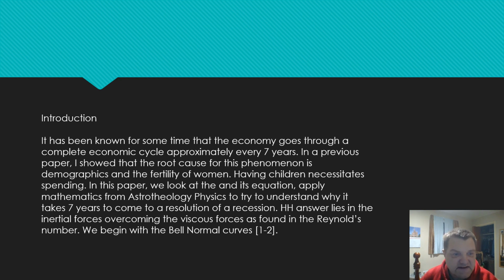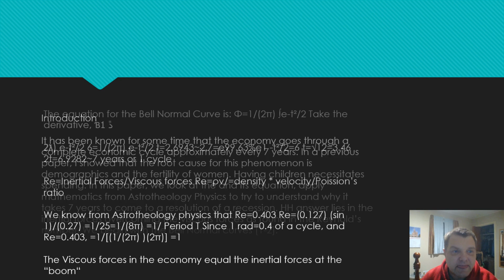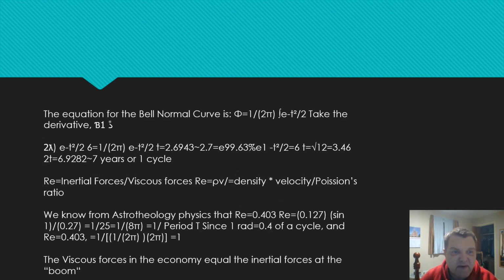The answer lies in the inertial forces overcoming the viscous forces as found in the Reynolds number. We begin with the Bell normal curve. The equation for the Bell normal curve is phi is equal to 1 over 2 pi times the integral of e to the power minus t squared over 2. Take the derivative, and we have that one cycle is 7 years.